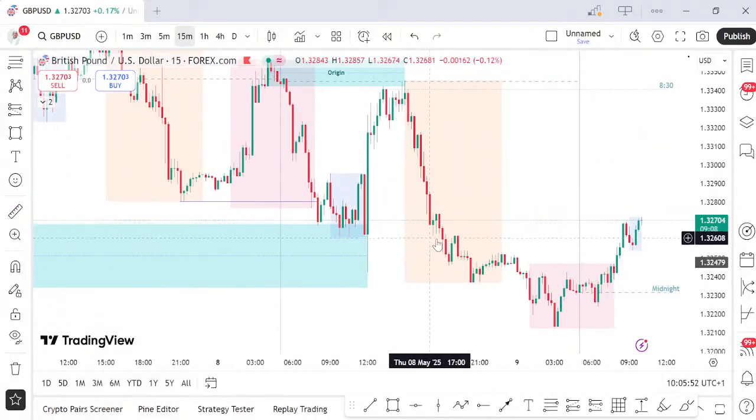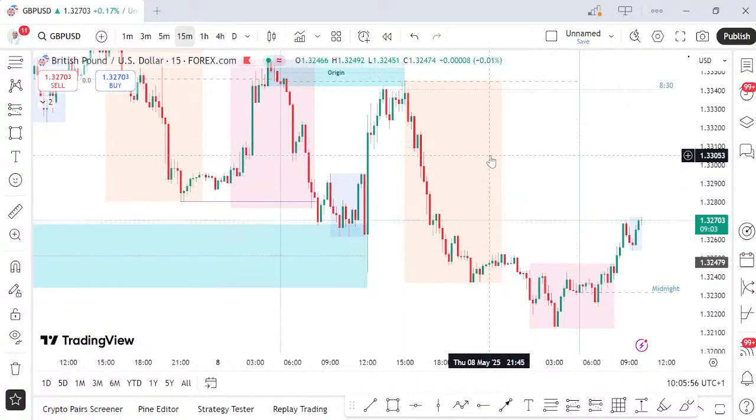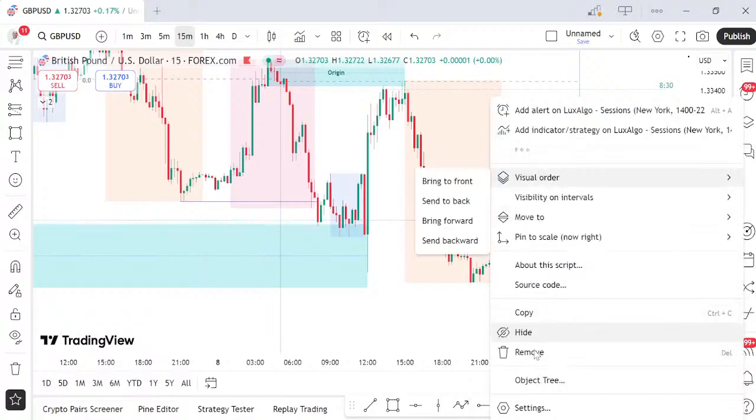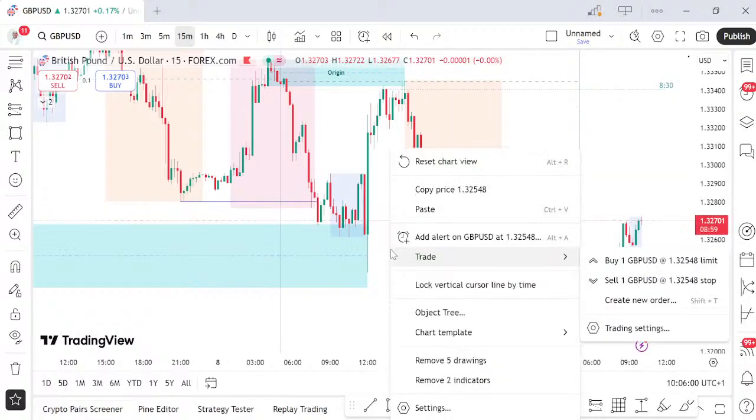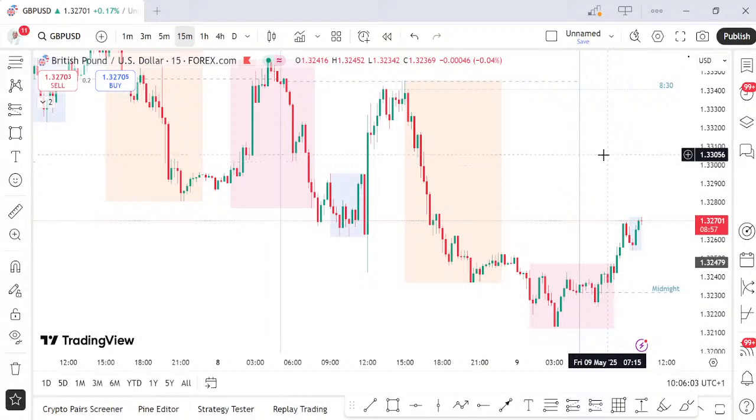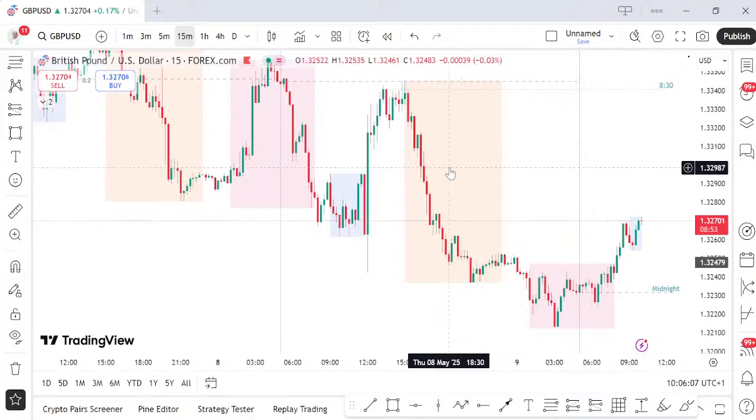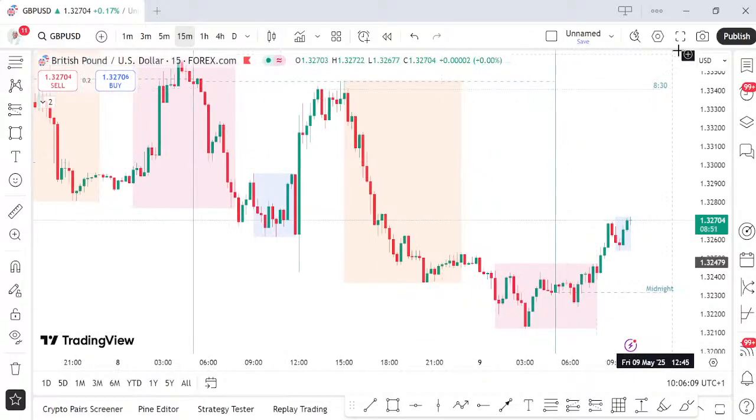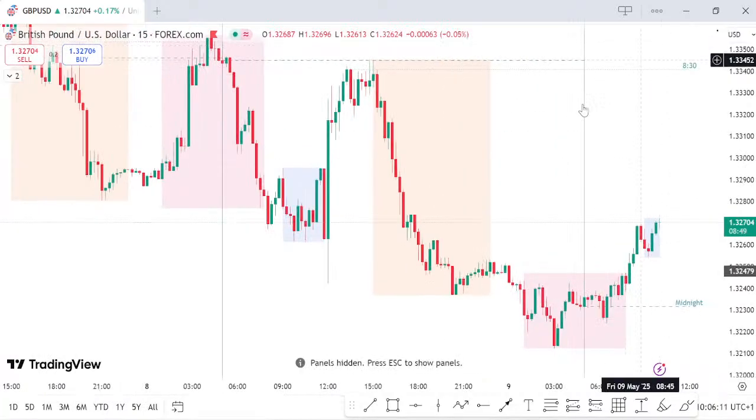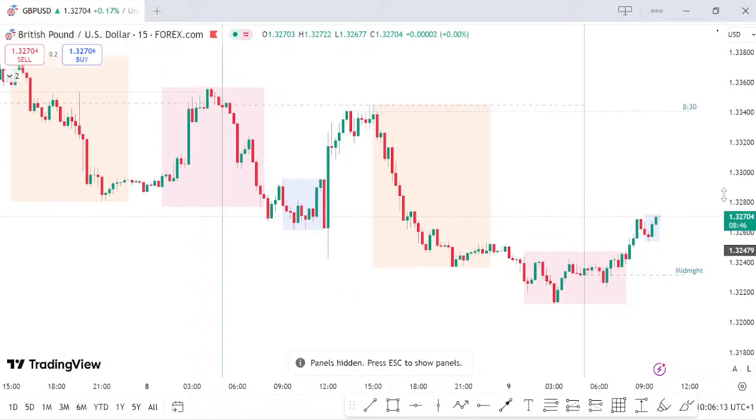You can see that yesterday I took a sell trade and made massive profit. All these things you're seeing here are just indicators. I use just two indicators, the midnight open indicator and the session indicator. So how do we trade this market? How did I trade yesterday's market?